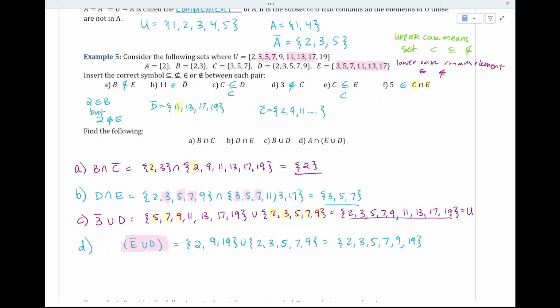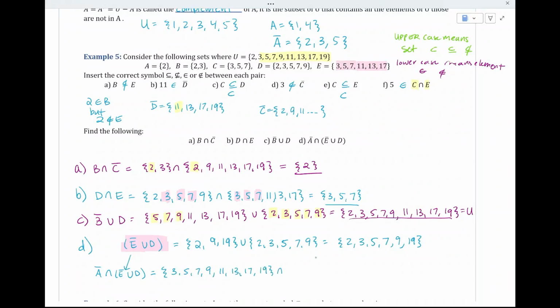The union is that. So now we want to intersect that with A complement. A complement intersect that thing right there. A complement is everything that's in U except for 2. Oh no, sorry, except for 2. I just said except for 2, and then I wrote 2. So 3, 5, 7, 9, 11, 13, 17, and 19.